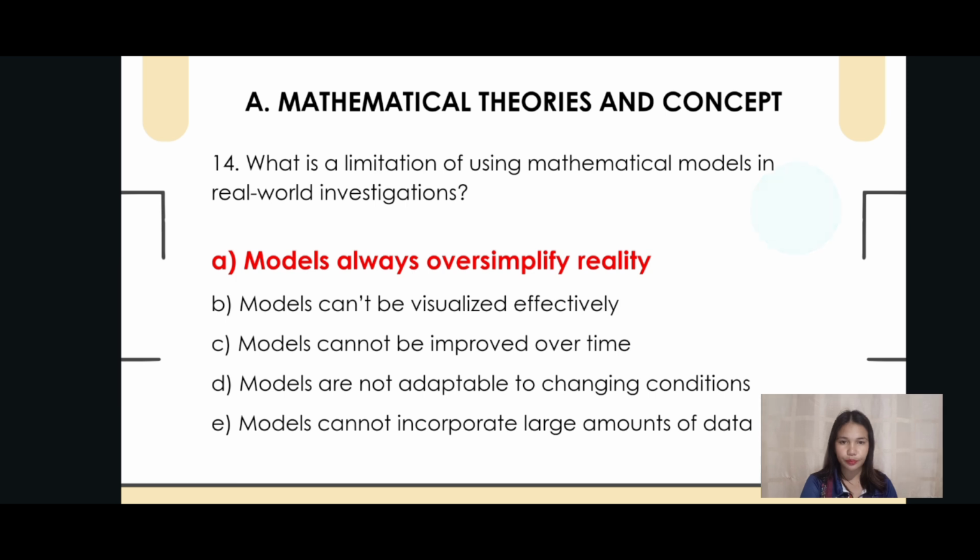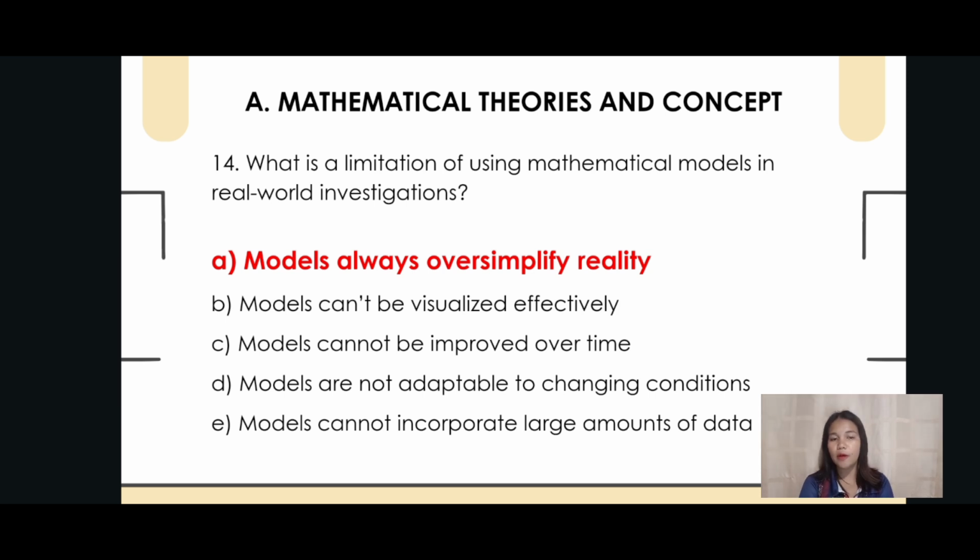Models always oversimplify reality. Why? Mathematical models are simplifications of real-world systems or phenomena. They abstract complex real-world situations into manageable equations or algorithms, often focusing only on the most relevant variables while ignoring others for the sake of clarity and computational feasibility. Because of this, models always oversimplify reality to some extent. This is a key limitation.